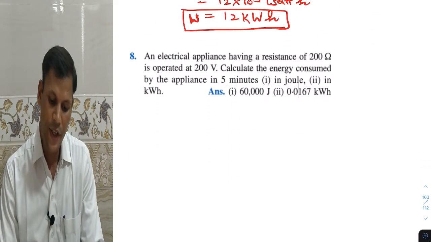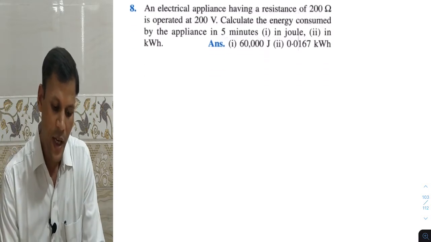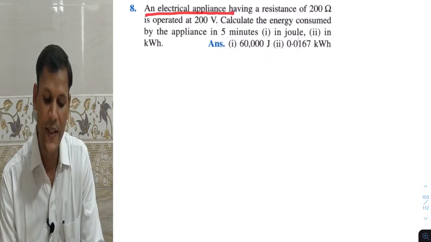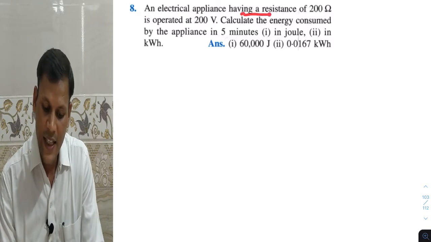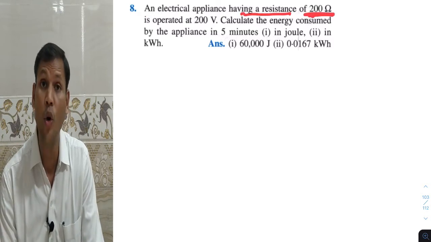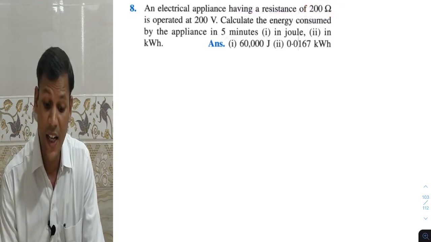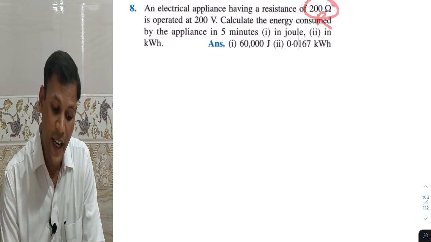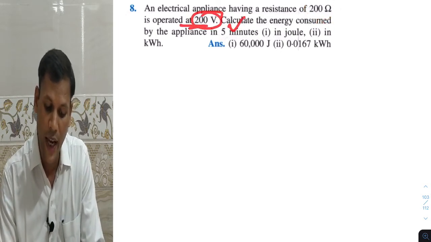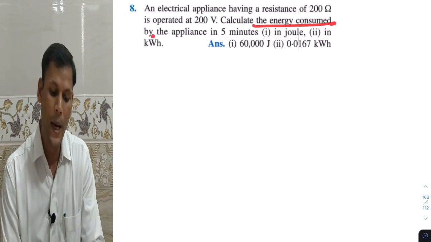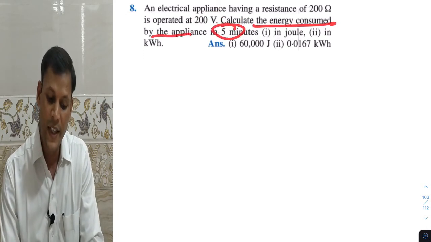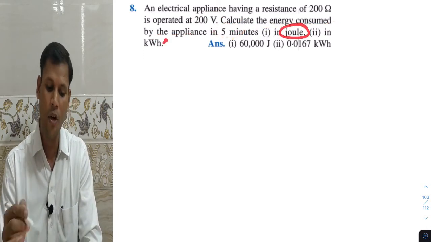Now question number 8. What is question number 8? An electrical appliance having a resistance of 200 ohm, resistance R is 200, operated at voltage 200 volt. Calculate the energy consumed by the appliance in 5 minutes in terms of joule and in kilowatt hour.